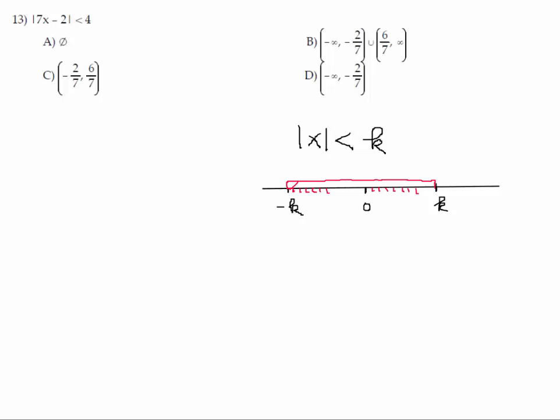So in other words, if I give an actual example here, let's say absolute value of x is less than 2, it means all the numbers that are between 2 and minus 2 would be the solution, right? All the numbers between 2 and minus 2. Does that make sense? So this would be all the numbers that are between k and minus k.